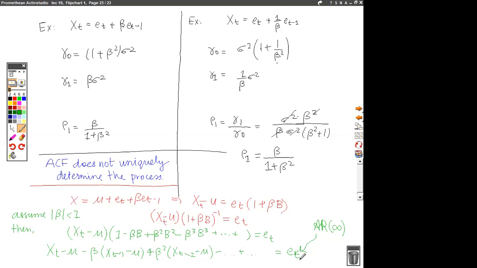Does this make sense? Yes. So the concept that we studied here is invertibility.